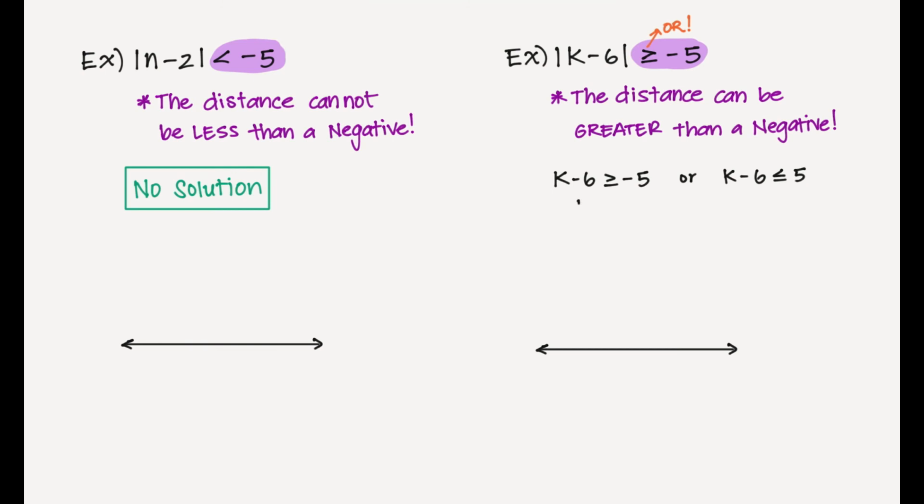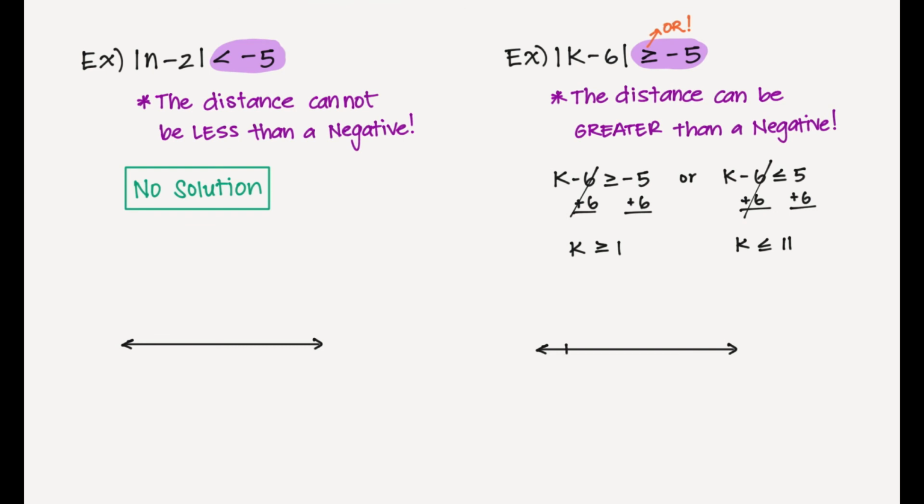So I'm going to add 6 to both sides of my inequality. And that leaves me with k is greater than or equal to positive 1. And when I do that again, I find that my opposite inequality is going to give me k is less than or equal to positive 11. So let's go ahead and graph this and see what it looks like.